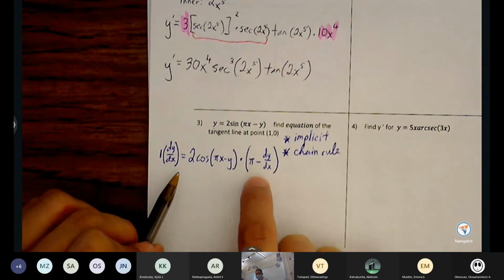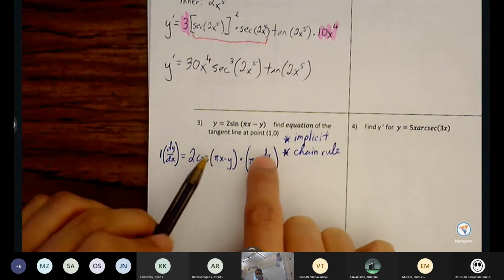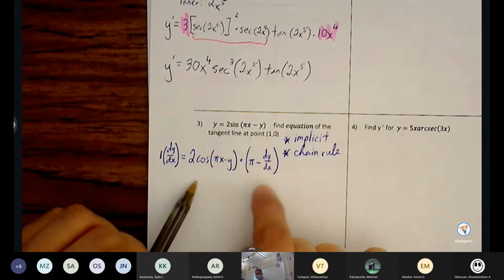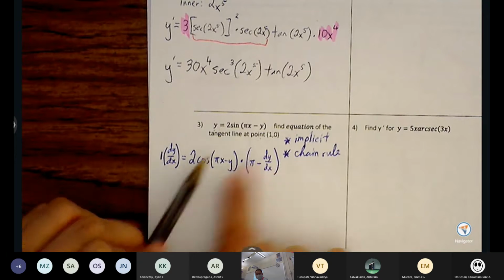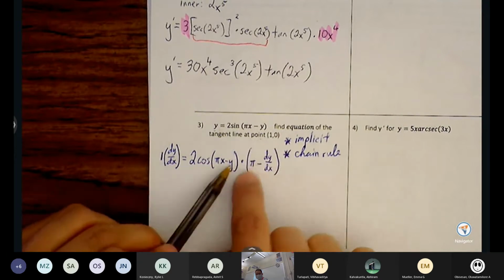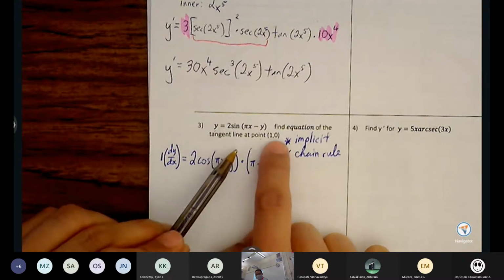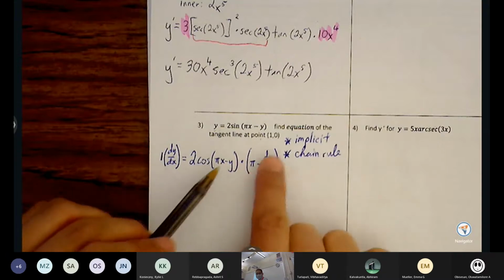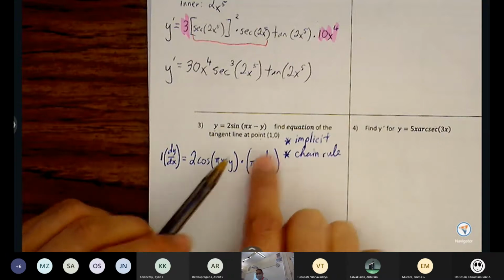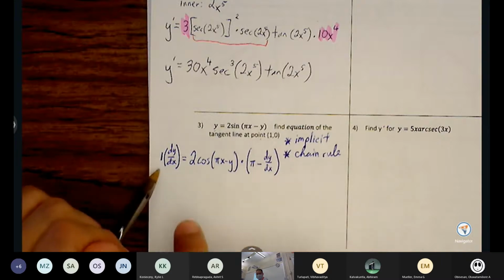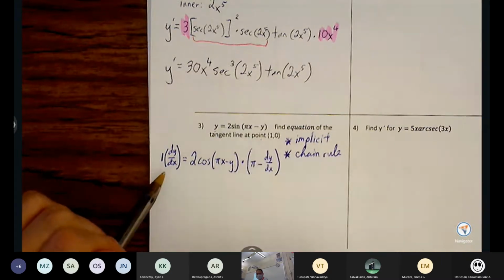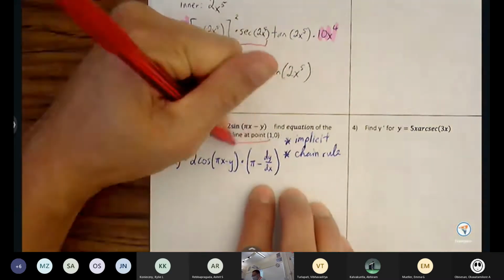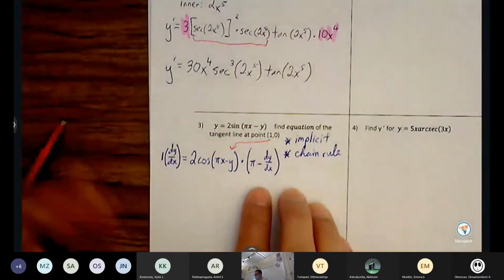So from here, it's up to you what you want to do. You can either start putting in the values and then solve for dy dx, or you can solve for dy dx first and then plug in the point. I like to plug in the point earlier because then things hopefully will clean up a little faster and less variables are in the way. But you can solve for dy dx first and then plug in the ordered pair if you like. So I'm going to start putting in the ordered pair because I'm already at the derivative level. I'm just trying to get it down to a number here.